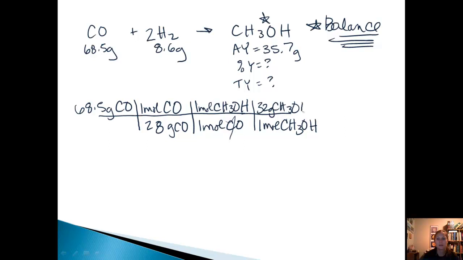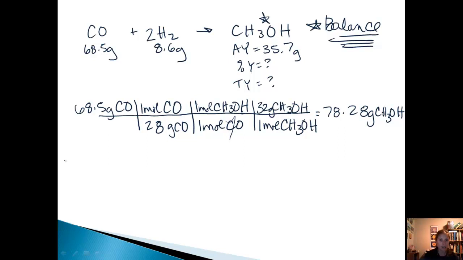Okay, so now let's just calculate. We're going to take our 68.5 divided by 28 times 1 divided by 1, not going to do anything, times 32, and we get 78.28 grams CH3OH. So what this means is if carbon monoxide was completely used up, theoretically we would produce 78.28 grams of CH3OH. So now let's see what happens if the hydrogen gas is our limiting reactant.